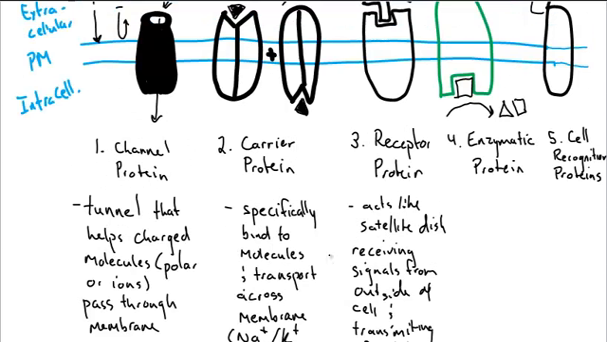Enzymatic proteins are located all throughout your cell, but some are specifically associated with the plasma membrane, and they simply are biological catalysts that speed up specific reactions.